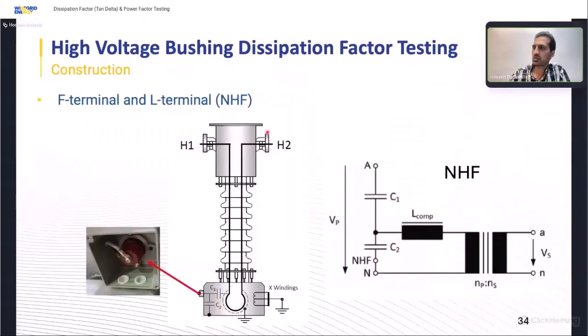There are two other terminals in instrumentation transformers. I just want to review them here. The first one is the F terminal. The F terminal is related to current transformers. It's similar to the test tab. If there is an F terminal in a current transformer, we can measure C1 and C2. And the L terminal, or NHF, is related to capacitor voltage transformers. It is the end of C2 here, which is always grounded or connected to the PLC, I mean power line carrier.